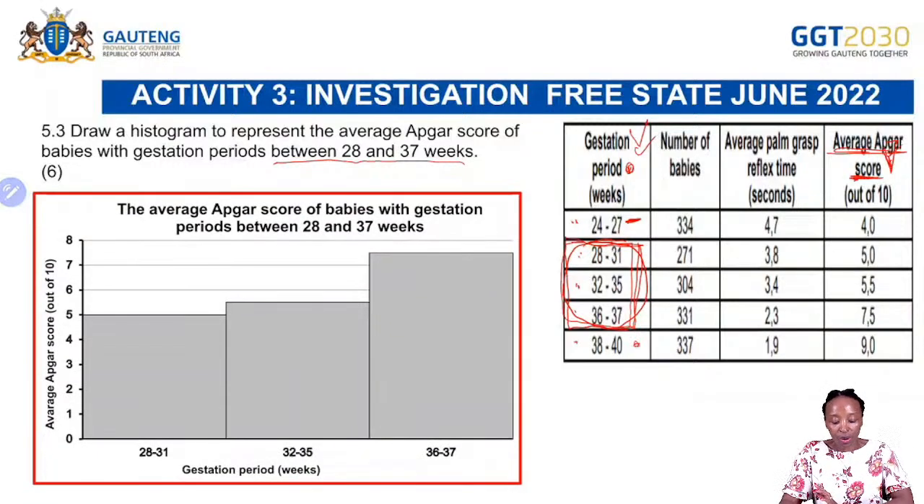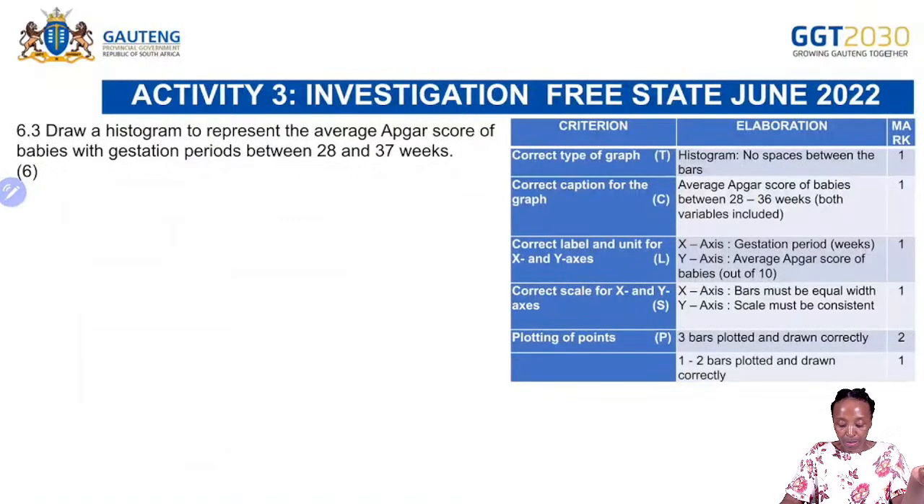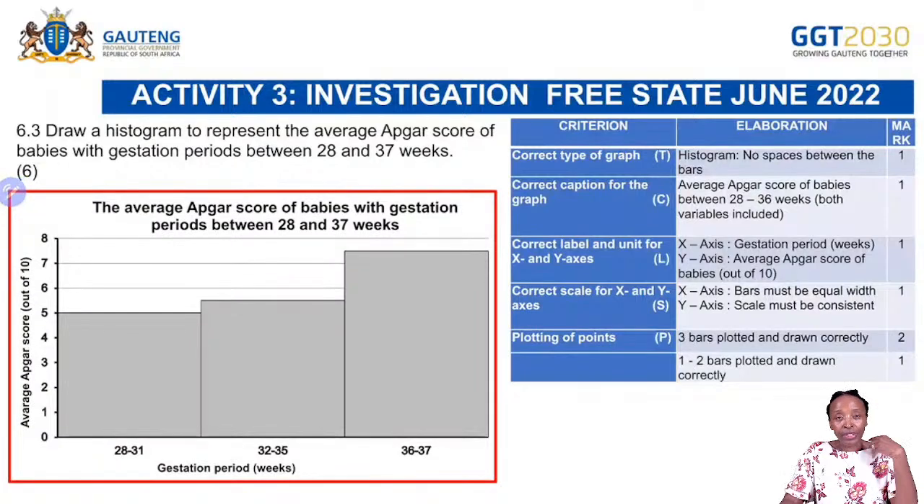So what we want to highlight here is to remember the differences between the histogram and the bar chart. I'm just going to skip on to the next slide. Differences between the bar graph and the histogram: the bars in the histogram touch, you see? There's no space in between. So that is what we're looking at. That 1 mark for the type of graph is when there are no spaces between the bars. And then you get your 1 mark.